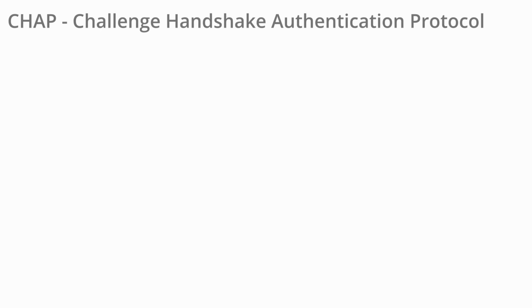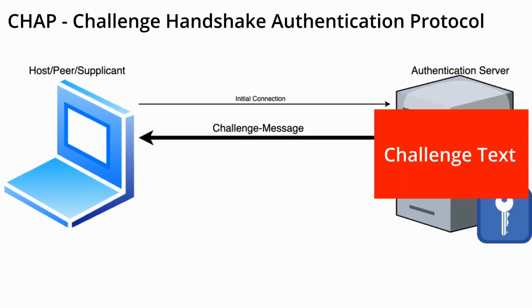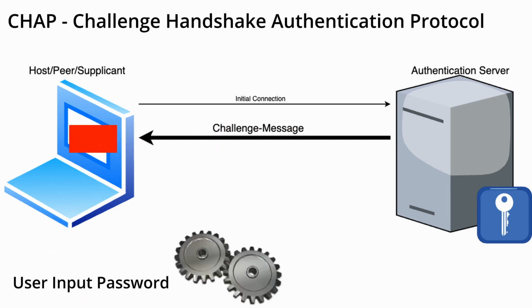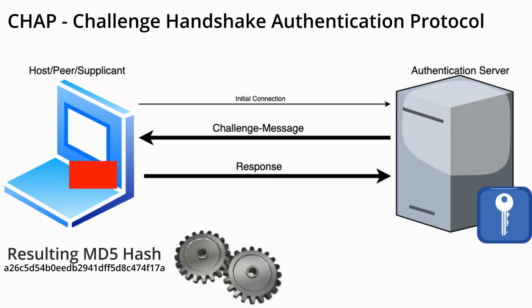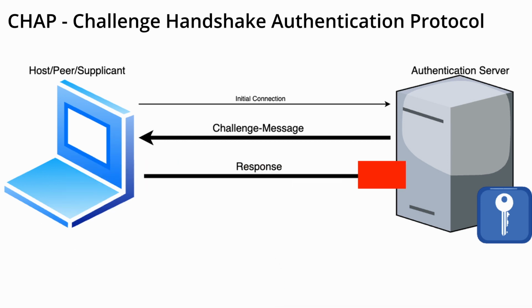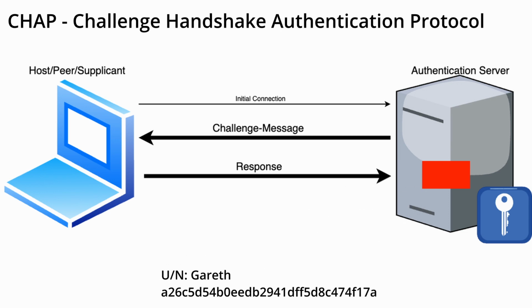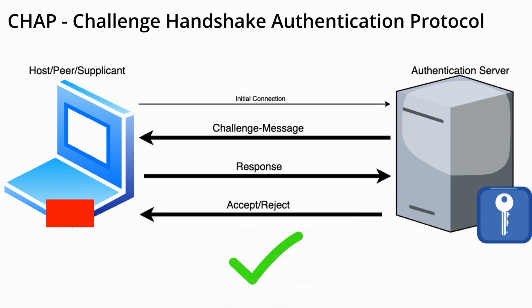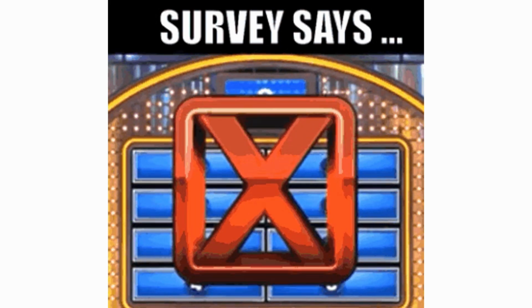CHAP is still based on a shared secret. The authentication server sends a challenge message to the access requesting device, which runs the message and the user's password through an MD5 hash algorithm. The host device then returns the resulting hash string and username in plain text back to the server. The server then uses the username to look up the stored password in the database and calculates the same MD5 hash originally sent with the challenge message. If the hash matches, then the user is authenticated. If not, authentication has failed.